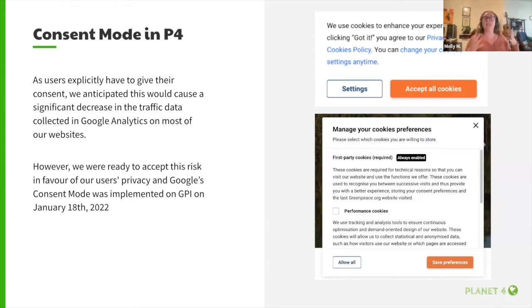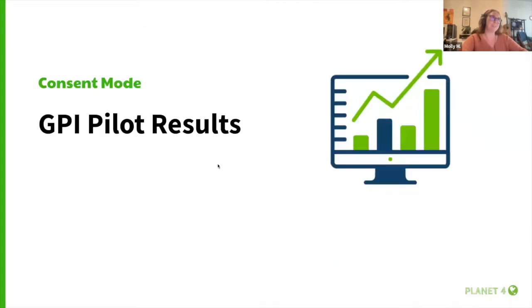We had an idea that that was going to happen, but a choice was made to accept this risk in favor of respecting users' privacy, because ultimately it is the right thing to do. And with that, consent mode was implemented on GPI's website back in January. So we wanted to understand exactly what this would look like in terms of our data and our ability to make strategic decisions moving forward.